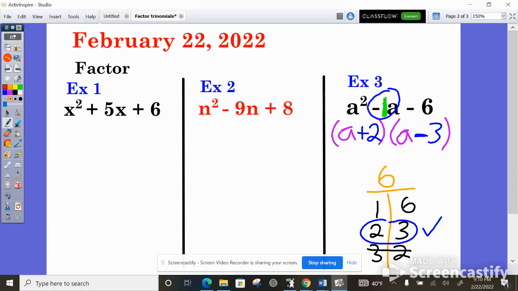So to finalize this, or to make sure we did it correctly, if we multiply 2 times -3, we get a -6, which is very good. That's what we're looking for. And if I combine 2 and -3, 2 minus 3, I do get a -1, which is exactly what I was looking for. So my factors are these two right here.